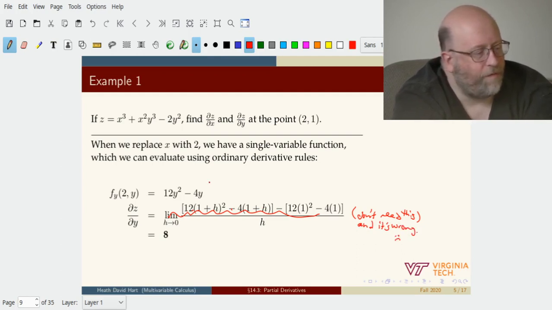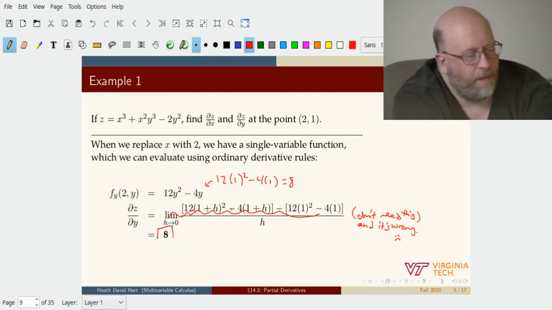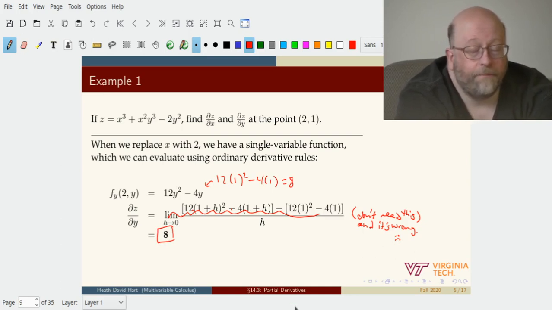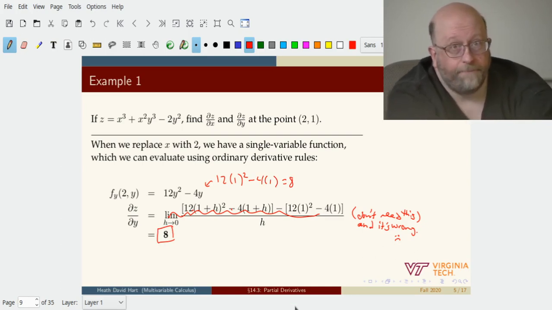But when we take the derivative here and we plug in y equals 1, we get 12 times 1 squared minus 4 times 1, and that equals 8. And that's the slope of the tangent line in this case. All right?